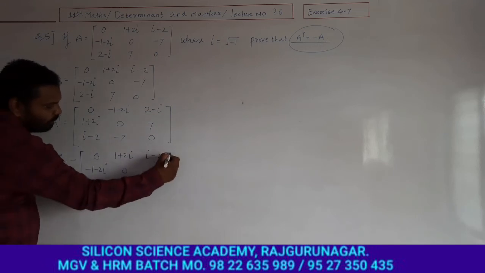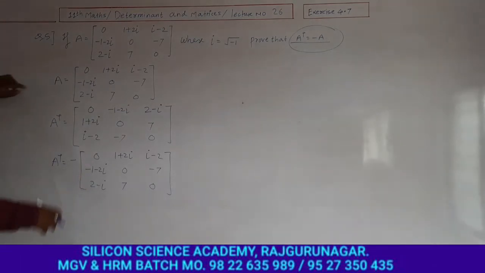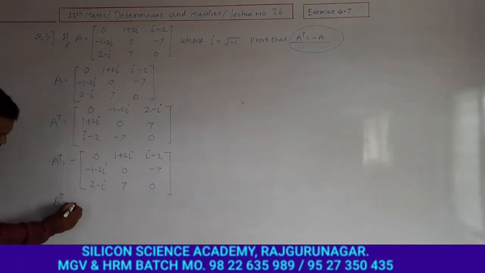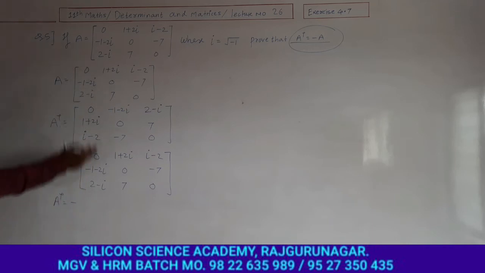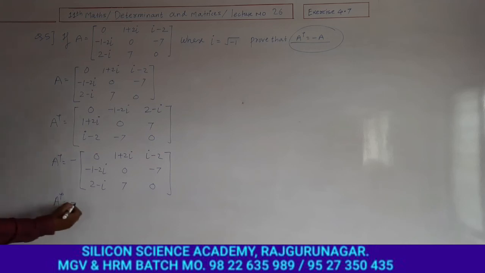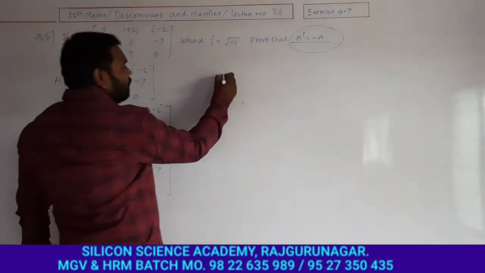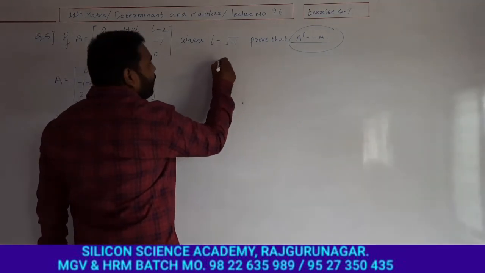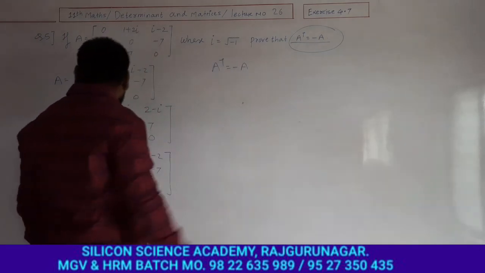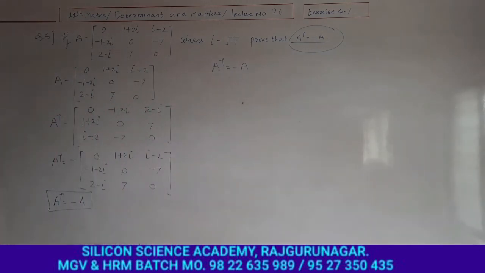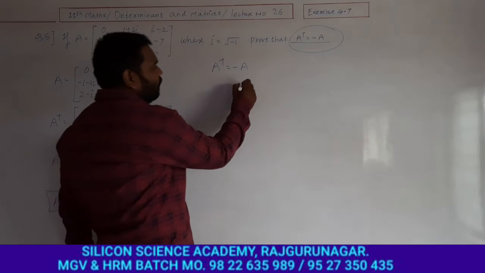What is here? 0. Okay. And if we check properly, A transpose is equal to minus of A. Check this carefully: 0, 1 plus 2, minus 2, minus 1, minus 0, minus 7, that is 2, minus 7, 0. This is A transpose is equal to minus of A. Hence proved.